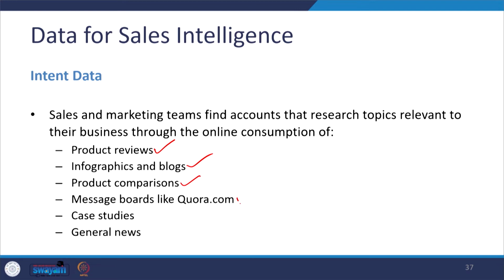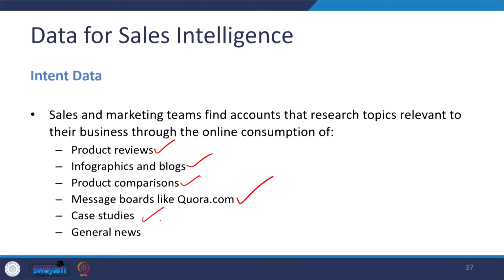A customer can also visit message boards like Quora.com to search for a particular query. They can also be interested in getting more information about case studies that have been solved with a particular software or solution, and even general news items. These are some of the third party websites you can track to see what kinds of platforms have been researched by a particular customer or set of customers.